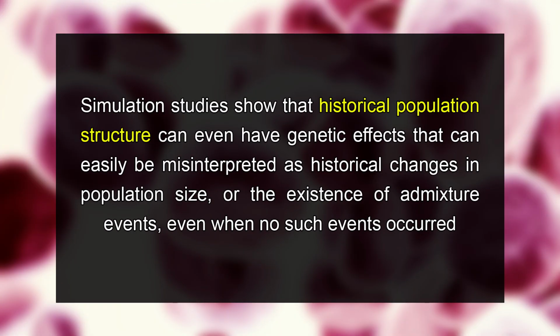Often these methods rely on the assumption of panmixia or homogeneity in an ancestral population. Misspecification of such models, for instance by not taking into account the existence of structure in an ancestral population, can give rise to heavily biased parameter estimates. Simulation studies show that historical population structure can even have genetic effects that can easily be misinterpreted as historical change in population size or the existence of admixture events, even when no such events actually occurred.